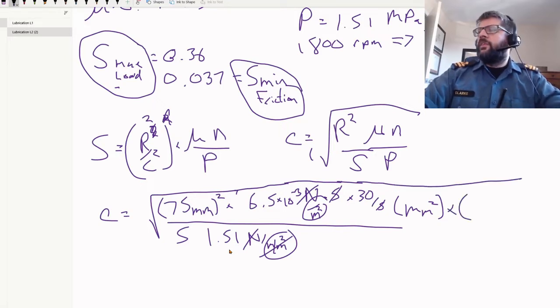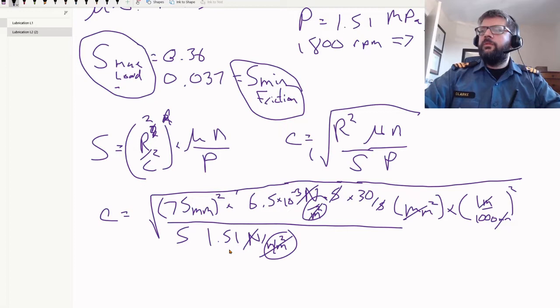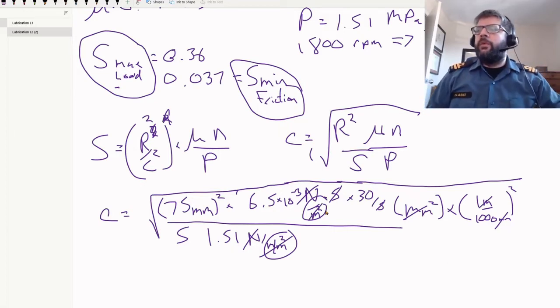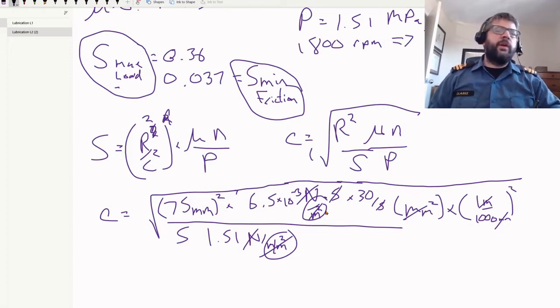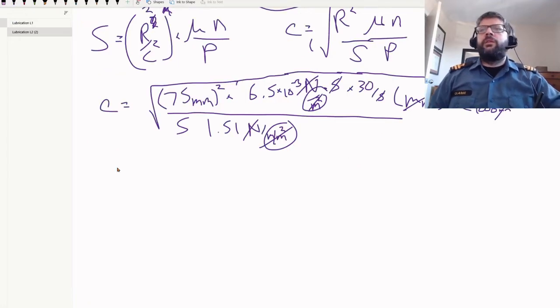So times 1 meter per 1,000 millimeters, and then square that, and then that'll allow us to cancel out those millimeters and cancel out the meters squared. So then we are left with a term whose only units are these millimeters squared, and then we take the square root of that. And then our S term is non-dimensional, so I'm going to take that out.